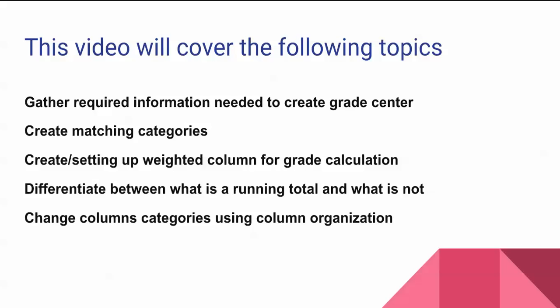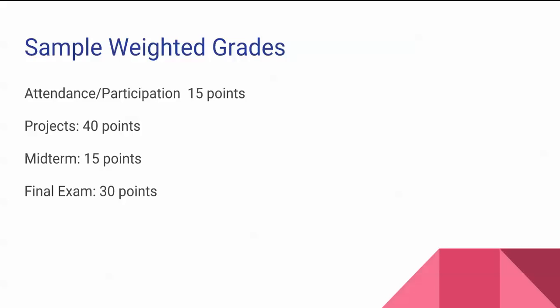Let's first look at what we need to create the Grade Center column calculation for the weighted total option. In this case, we will need to look at the syllabus, particularly your point dissemination graph. In this example, we can see that the attendance/participation, which includes assignments, discussion board, and all other participation activities, accounts for 15 points of the grade. The project accounts for 40 points. The midterm accounts for 15 points, and the final exam accounts for 30 points. All of this adds up to 100 points.